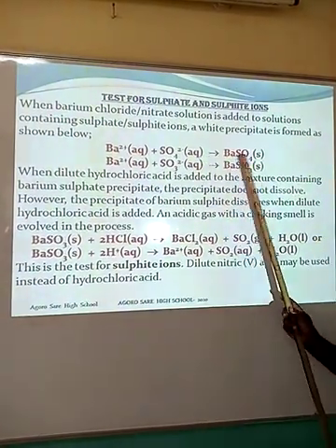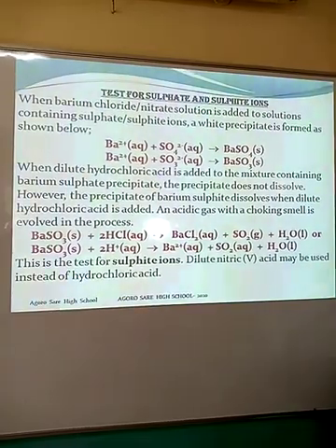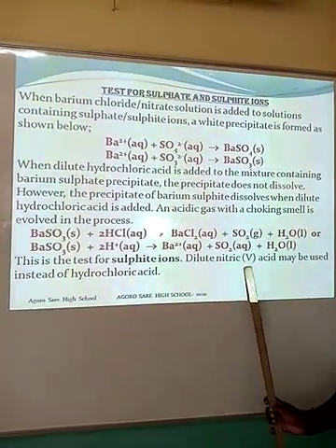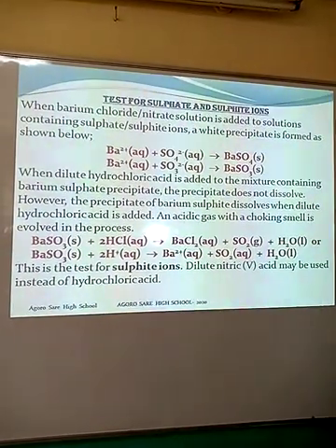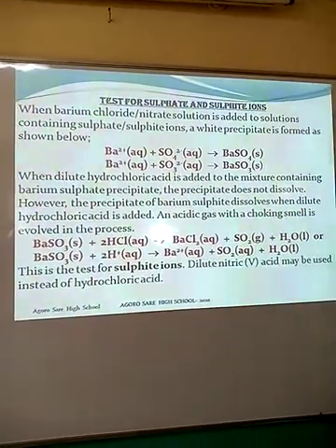and then the precipitate will persist. And that is the reason why we don't use sulfuric acid, but instead we use dilute nitric acid or dilute hydrochloric acid. And that is how we differentiate between sulfite and sulfate ions.